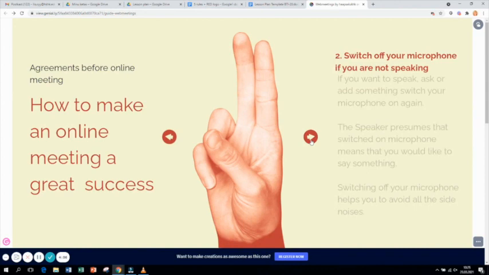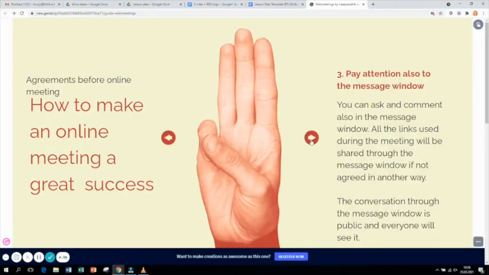And this is the next thing that I would like to speak about. So pay attention also to the message window. Why you have to do it: because sometimes I'm going to send you some links of the materials that you need for the lesson or the instructions of the tasks. And also keep in mind, please, that this conversation there is not private. It means that everyone who is attending an online meeting or an online lesson can see it.